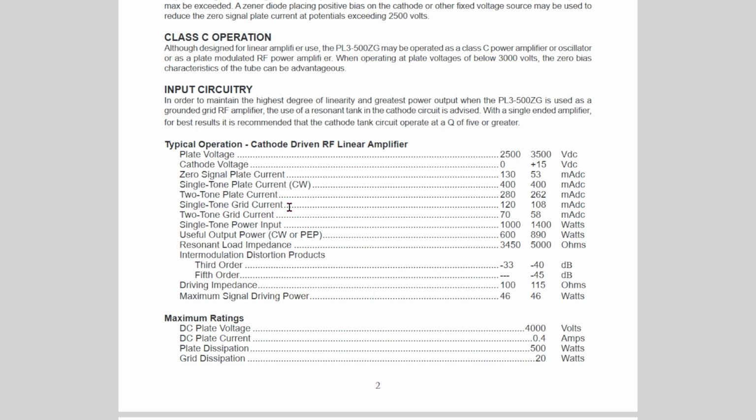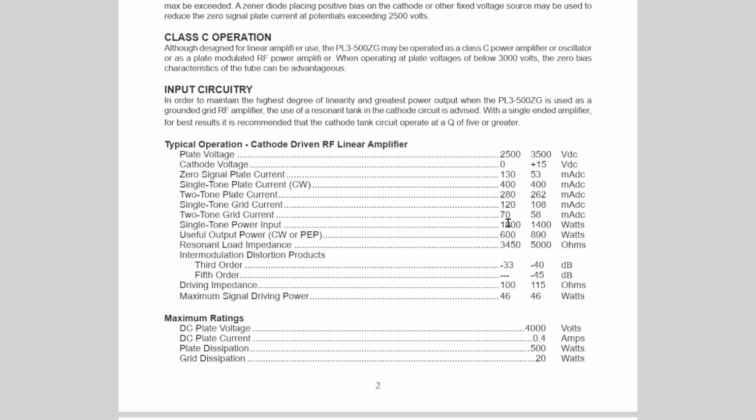Single tone grid current, 120 down to 108 depending on the voltage. And these are numbers that you need to keep in mind. So if you have two tubes, the single tone grid current is somewhere in the neighborhood of 240 mils to 220 or so. And you don't want to exceed that, because if you do, it will damage the tube in literally weeks.